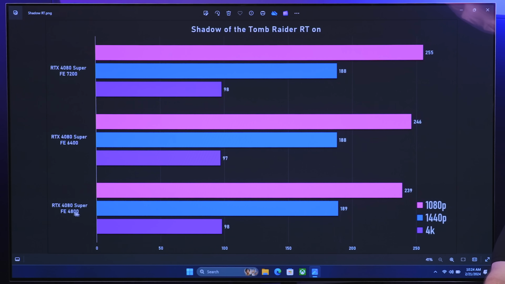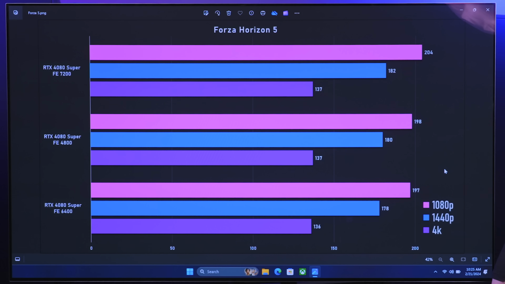And then even the slowest 4800 megahertz RAM is running 239 in 1080p. But look at the 4K and 1440p numbers. Absolutely dead even. Moving on to Forza, which is my last title here. You can see once again, a nominal improvement of 7200 megahertz RAM over the 4800, the same RAM kit at base JEDEC speeds. 1440p is a dead heat.